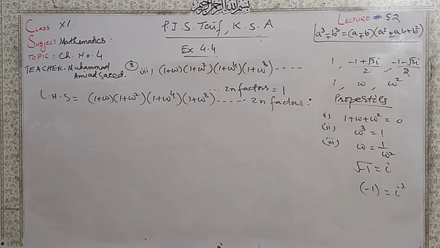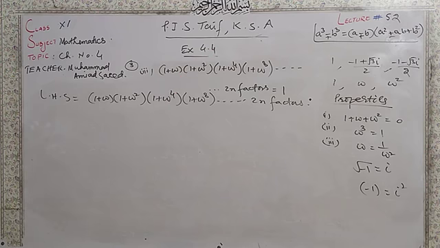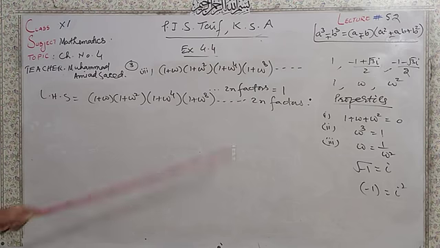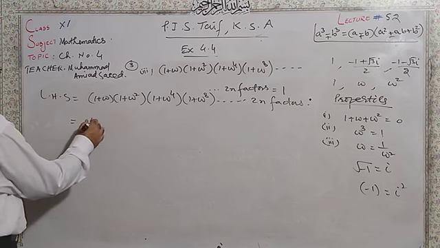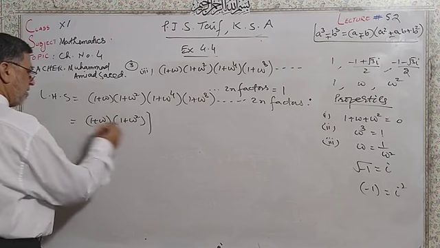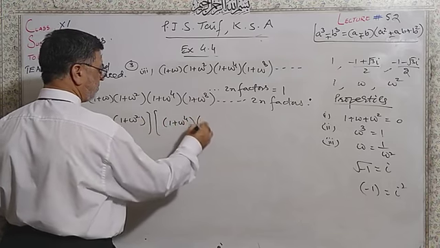Dear students, I want to give you the idea. For example, we have 100 factors, 2n factors, suppose 100 factors. If I take these blocks of 2 and 2 like this, then how many terms will be left?